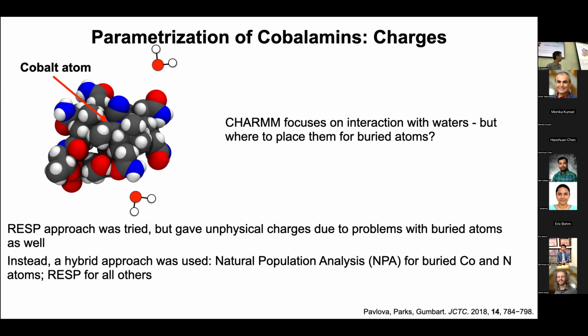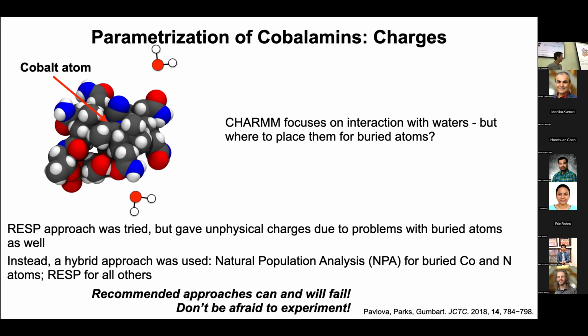So we came up with a hybrid approach. We used something called natural population analysis, NPA. This is within the QM code, a way to assign the partial charges. And we did that just for the cobalt and the nitrogen atoms buried at the center. And then we used RESP for the atoms around it. So again, we're completely coming up with our own novel procedure here, but we had no choice because the existing procedures just weren't good enough for a molecule of this complexity. So the lesson is basically the recommended approaches can and often will fail. Don't be afraid to experiment.